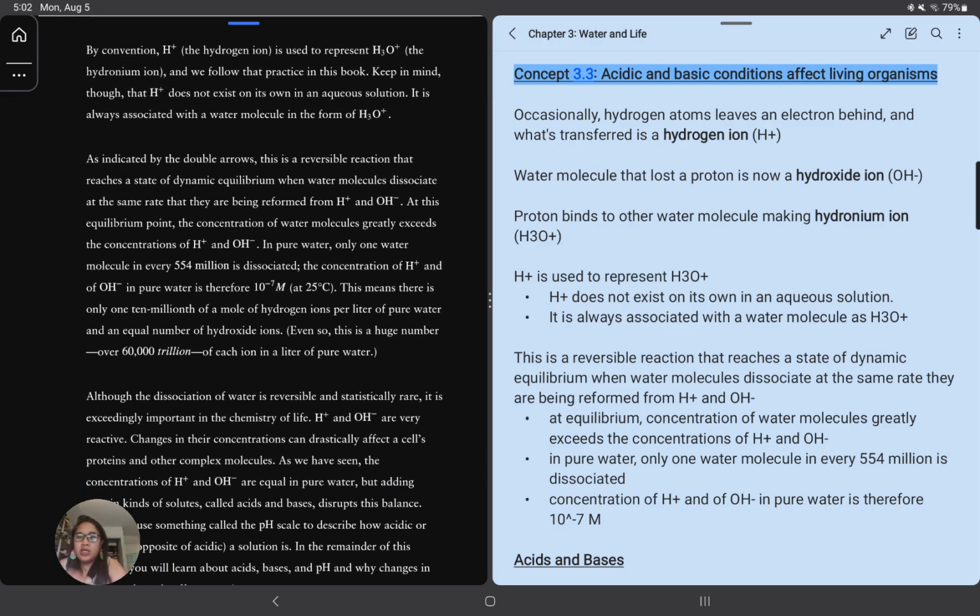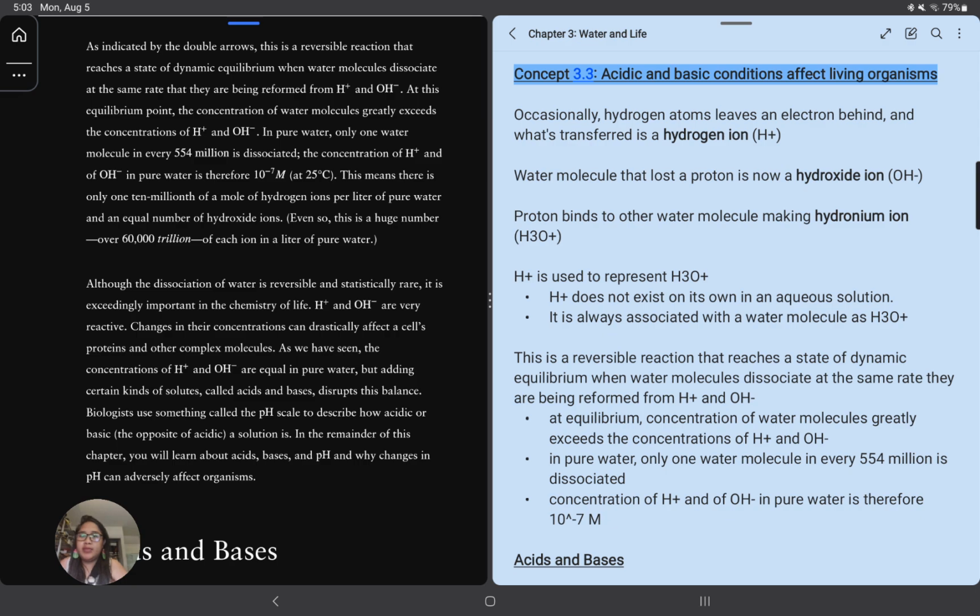By convention, H+ hydrogen ion is used to represent H3O+, the hydronium ion, and we follow that practice in this book. Keep in mind though that the hydrogen ion does not exist on its own in an aqueous solution. It is always associated with a water molecule in the form of H3O+, hydronium.